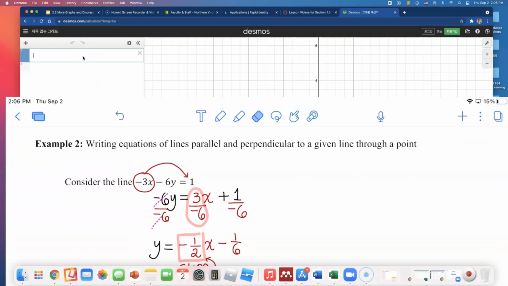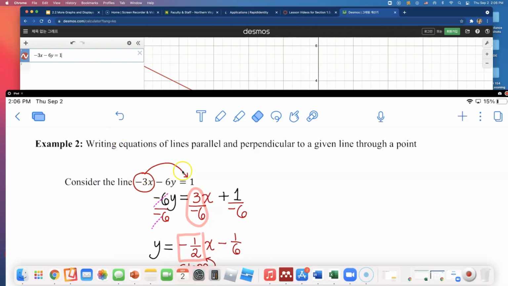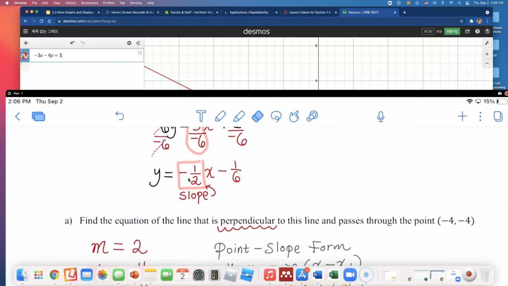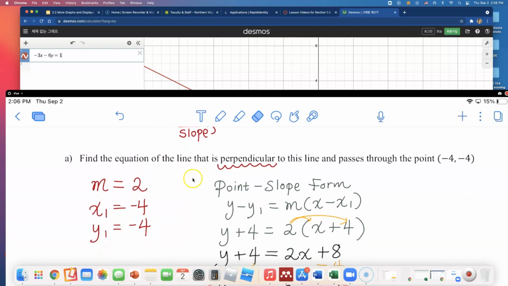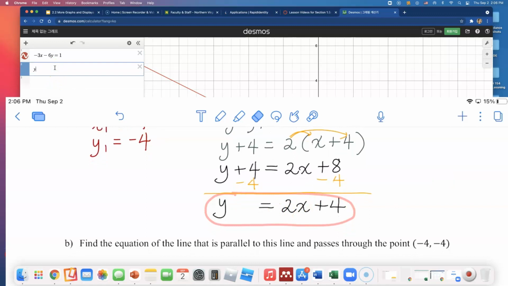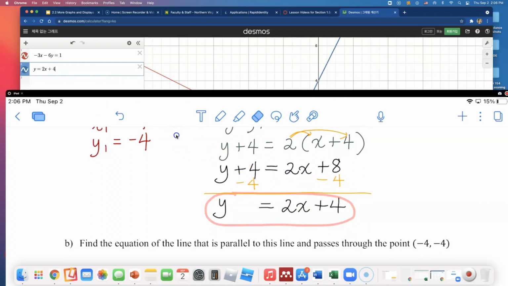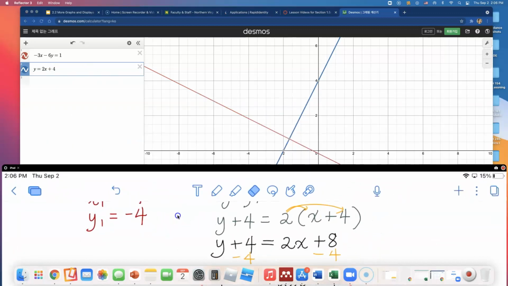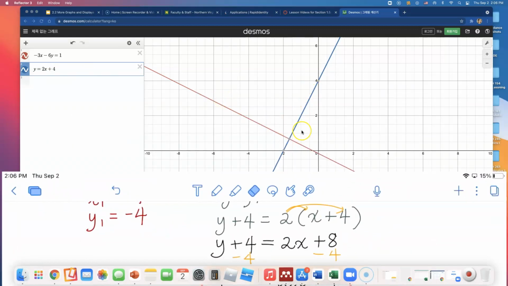The original line is negative 3x minus 6y equals 1. So what I did was I graphed the original line, okay, the one they gave us in the beginning. And then what I'm going to do is, my answer is y equals 2x plus 4. So I type both in. And what I see is a red line and a blue line. Oh, and they look perpendicular.